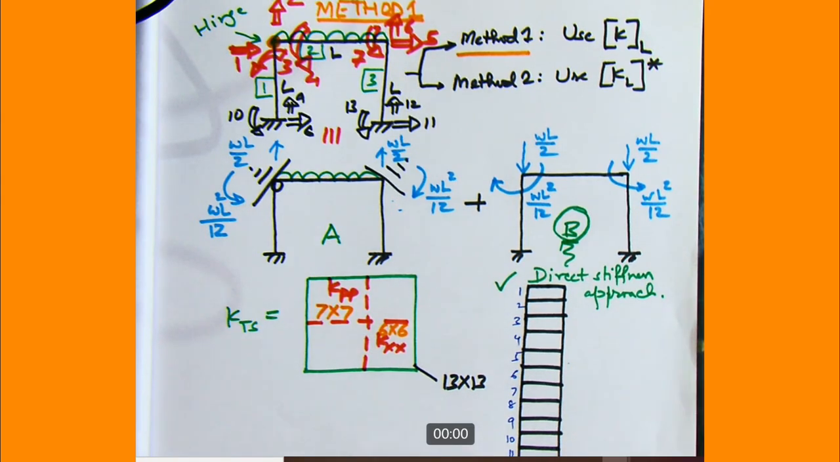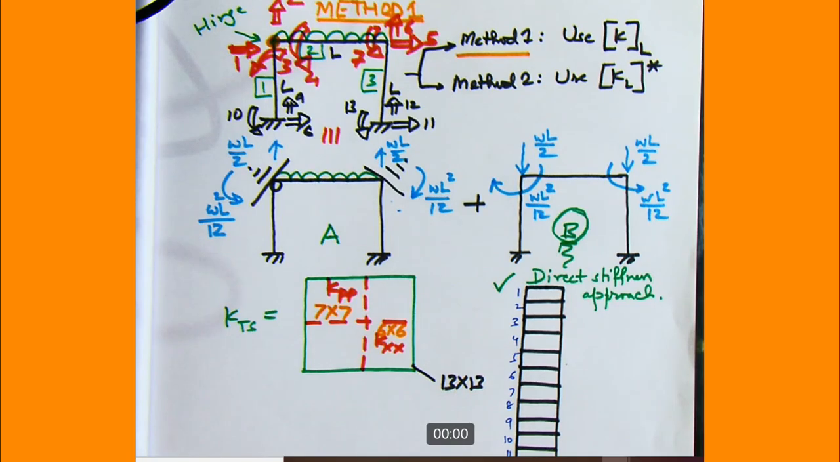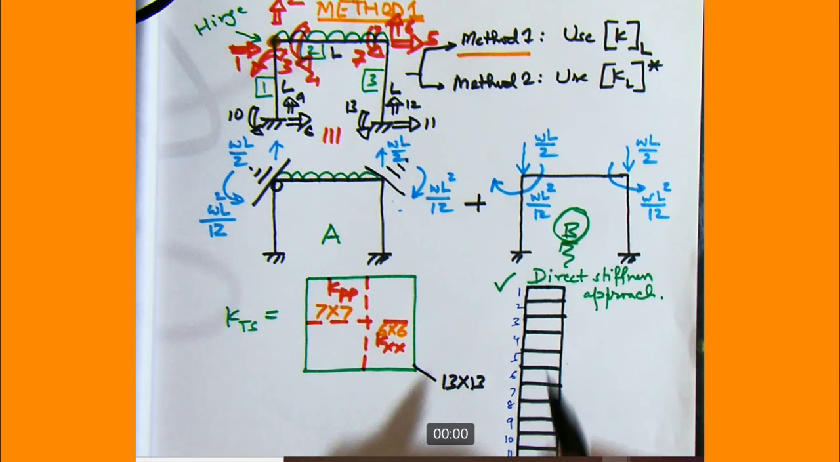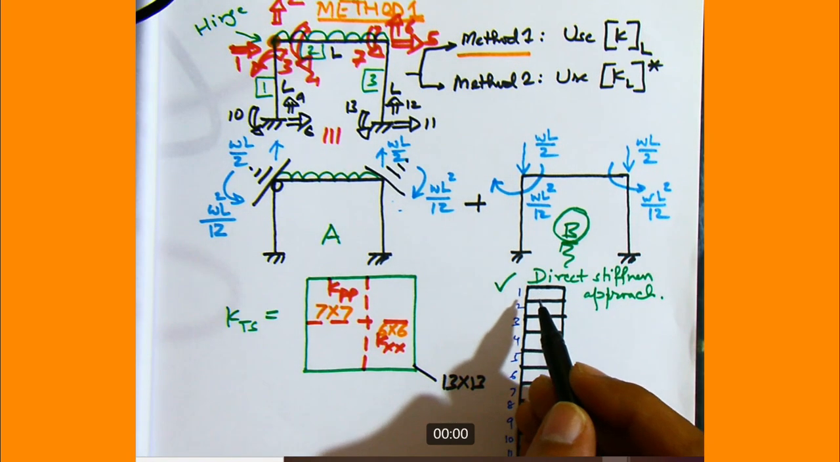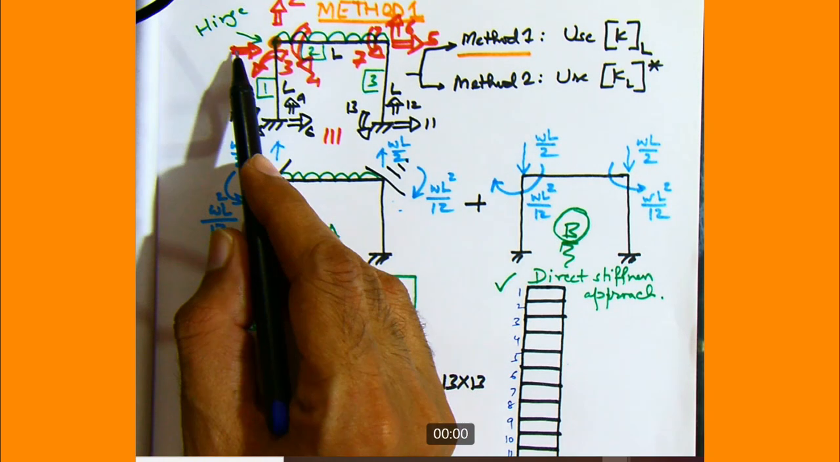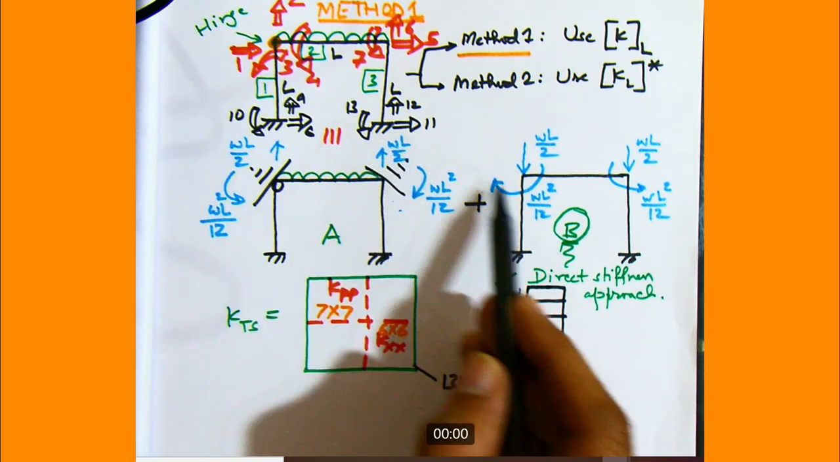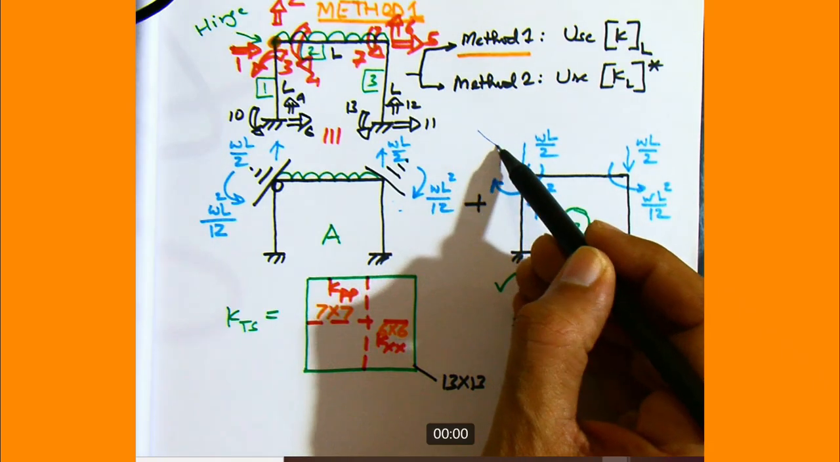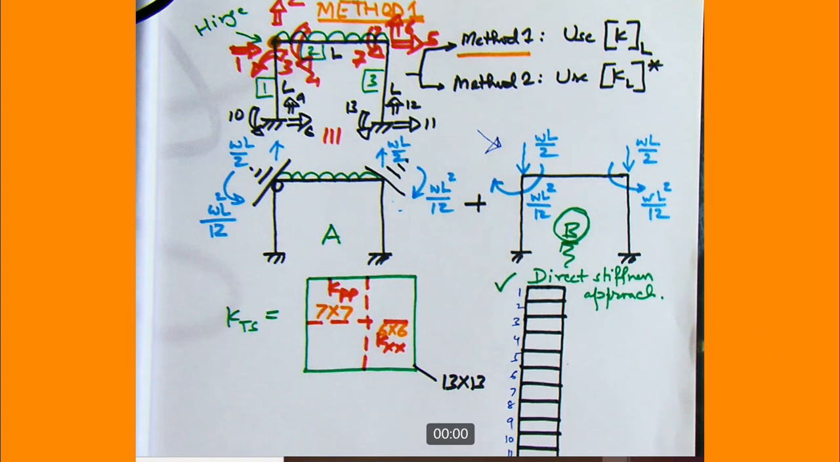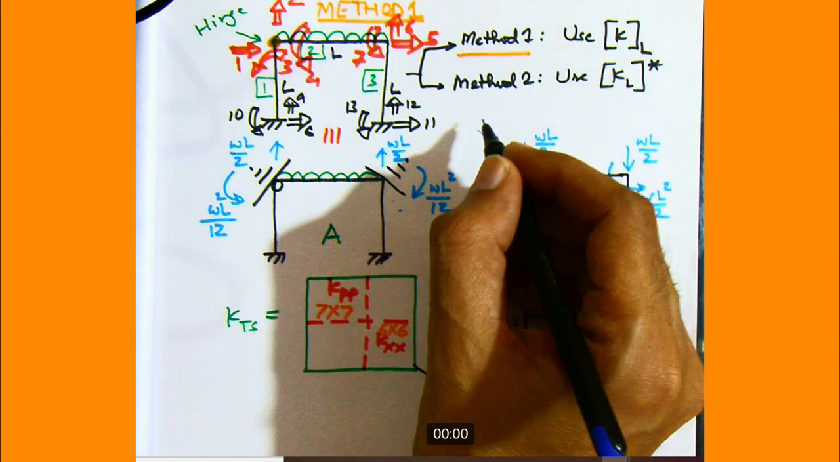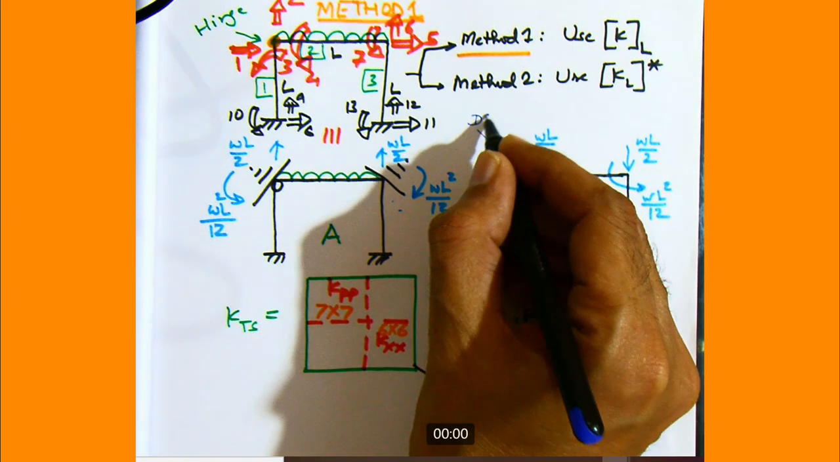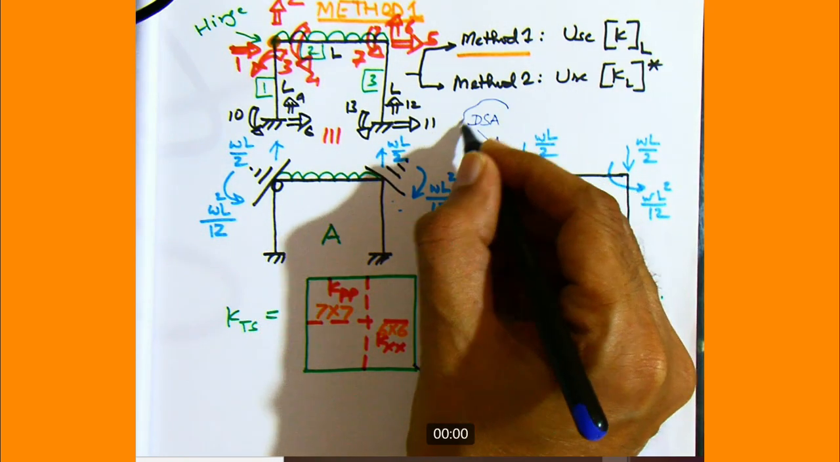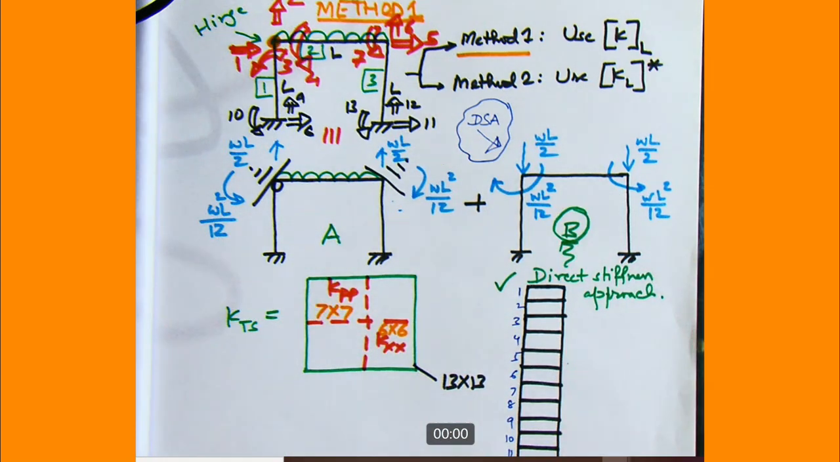So can you now guide me what values do we fill up in cell number 1? So we have to see what load is there along the degree of freedom 1. So there is no load. So we have to just concentrate on this structure now. Structure number B only. For matrix method, the direct stiffness approach, we just concentrate on structure number B. So here we will fill up 0.